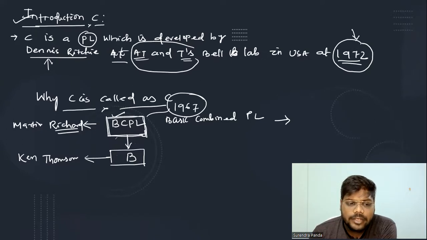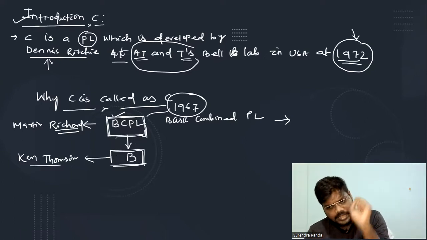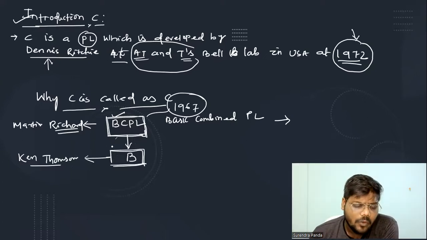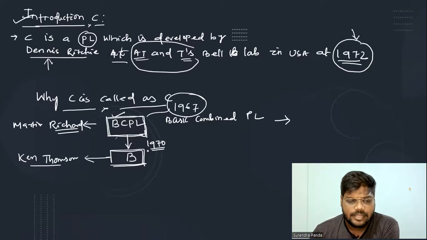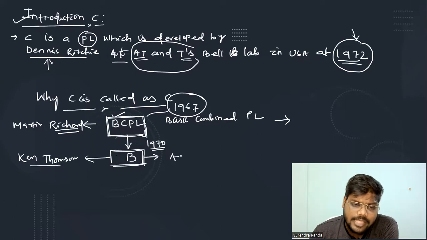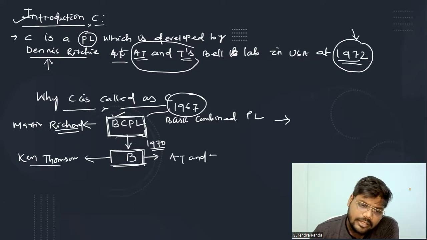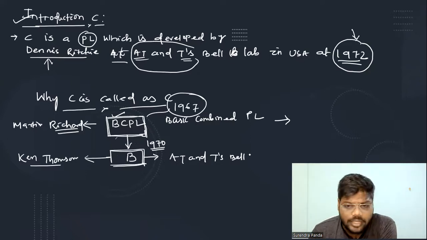Sir, who developed the B programming language? B programming language is developed by Ken Thompson, basically, I can say. When is it developed? In 1969 or 70, at that particular time, it was developed. Okay. And where is it developed? It is developed at the same AT&T Bell Laboratories. Okay? Right.